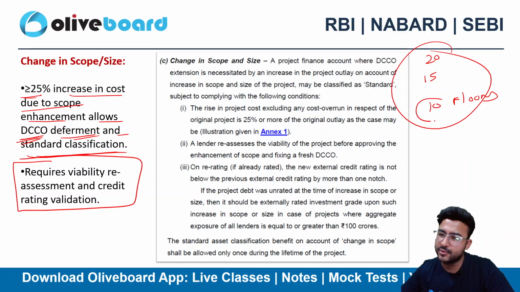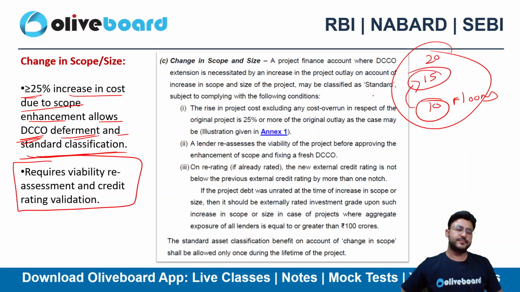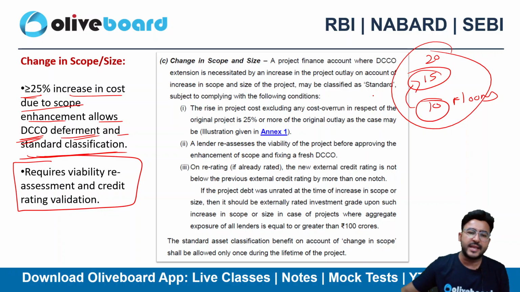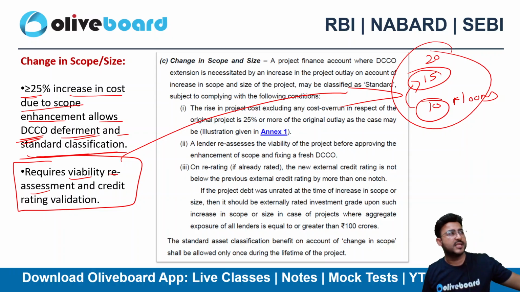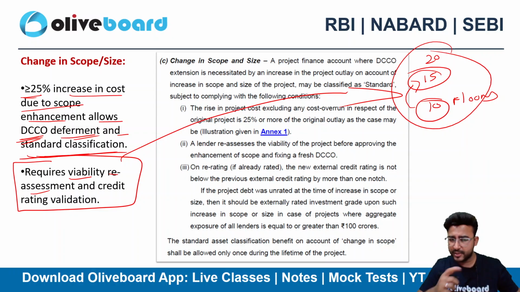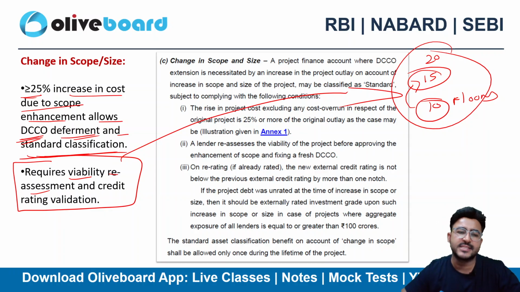Now earlier you were creating 10 floors. In the meanwhile you decided that let's create 15 floors, so that requires a viability reassessment whether it's viable or not, right? जैसे हवा में बातें हो रही है. So obviously if you have made any kind of structural changes in the project, you need to take the viability reassessment, and credit rating validation will be also there.